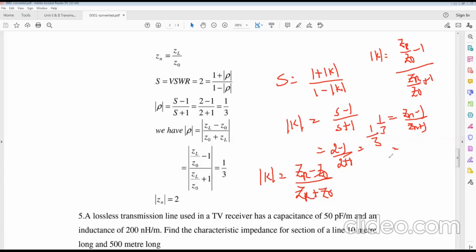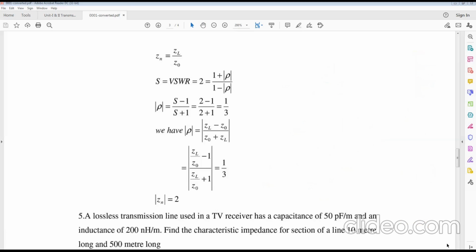Okay. So what is the Zn now? Zn is equal to 1 plus 1 by 3 whole divided by 1 minus 1 by 3. So 3 plus 1 is 4, and here 3 minus 1 is 2. We'll get Zn is equal to 2. So the normalized impedance is 2.